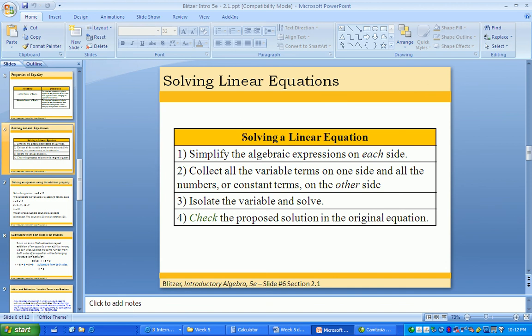Some simple rules to follow when you're solving linear equations. Number 1, simplify the algebraic expression on each side. That means combining like terms. We covered that in Chapter 1. We have to combine all like terms.